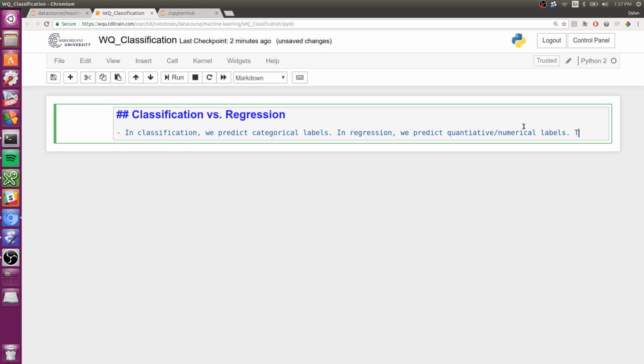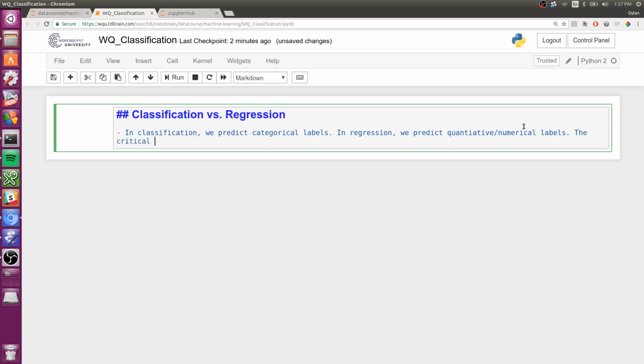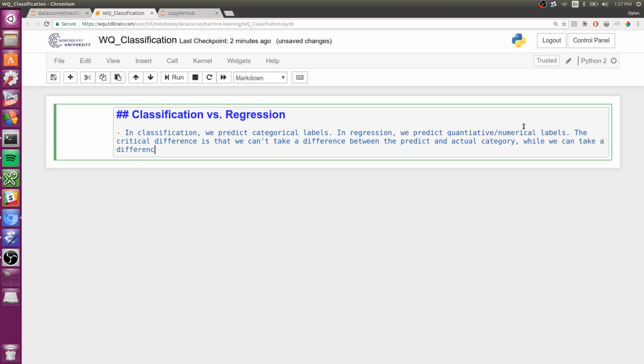The critical difference is that we can't take a difference between the predicted and actual category, while we can take a difference between the predicted and actual numerical values in regression.